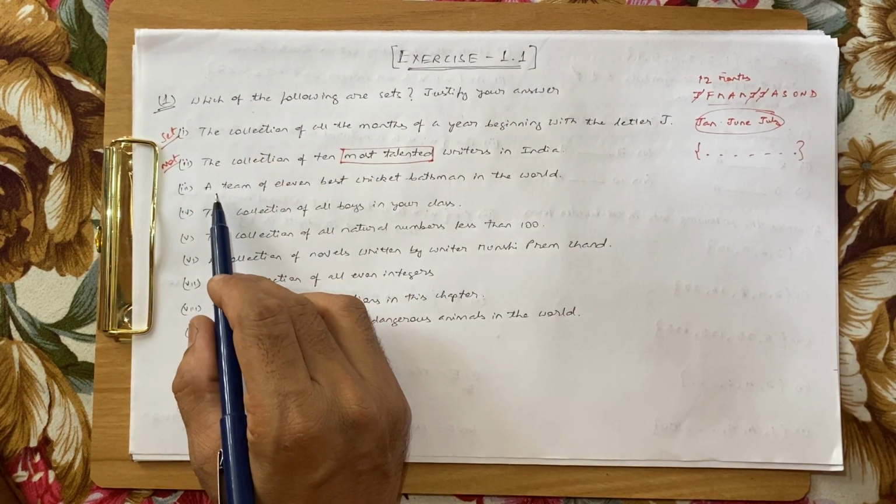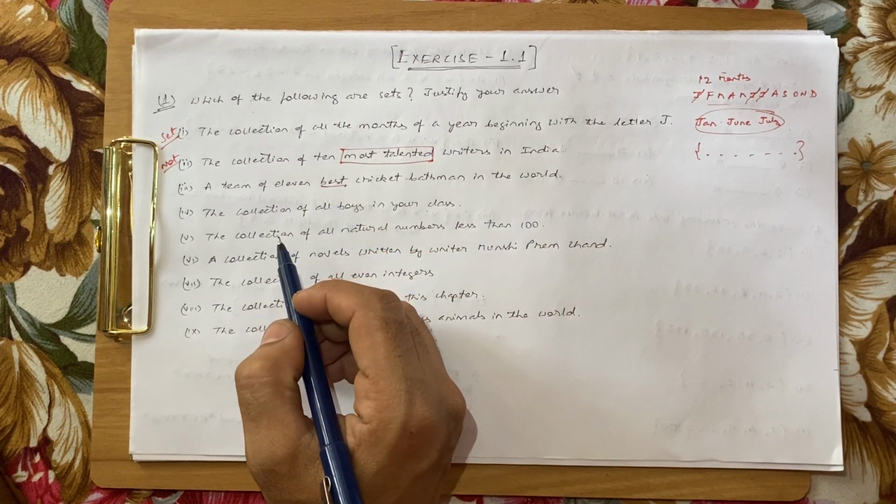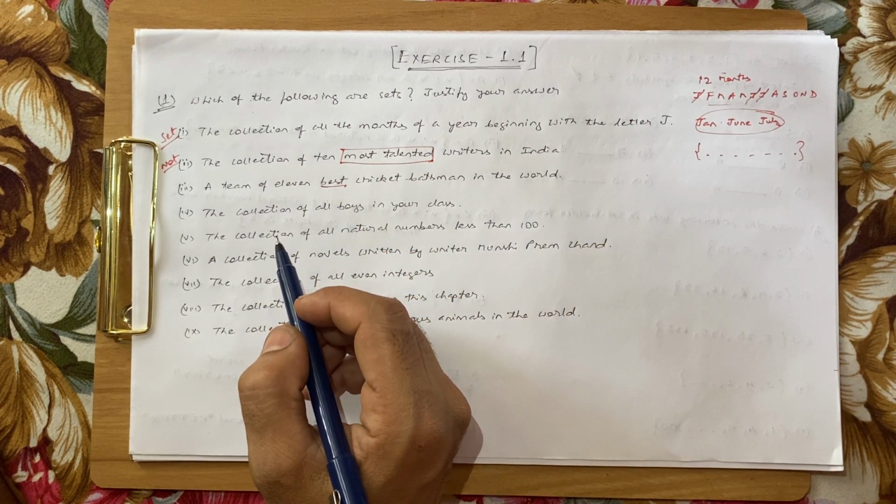Let's look at the next one. A team of 11 best cricket batsmen in the world. Once again, it says best. Can you say who is the best cricket batsman? Nowadays, we'll say Virat Kohli.